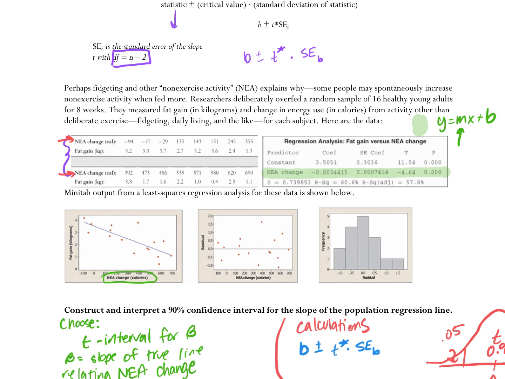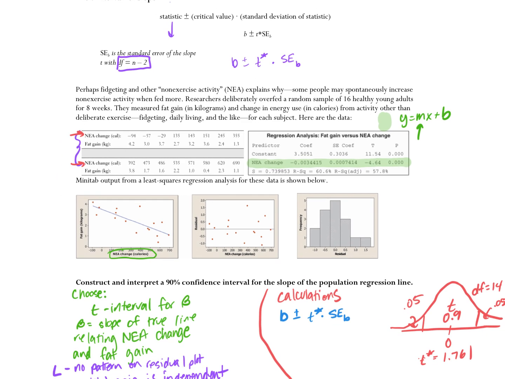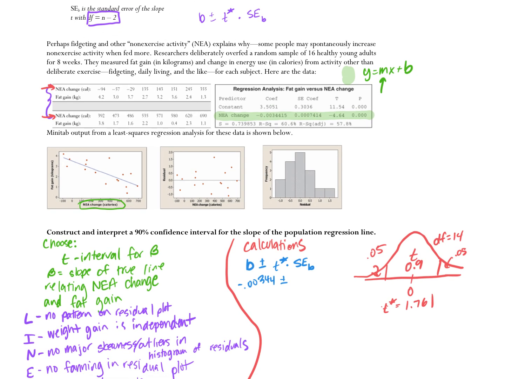Negative coefficient of negative point. You guys with me on this? Okay. So my B will be negative 0.00344 plus or minus. T star is going to be 1.761. And now if only somewhere I could find the standard error of my slope. Is everybody with me? So what is my standard error?